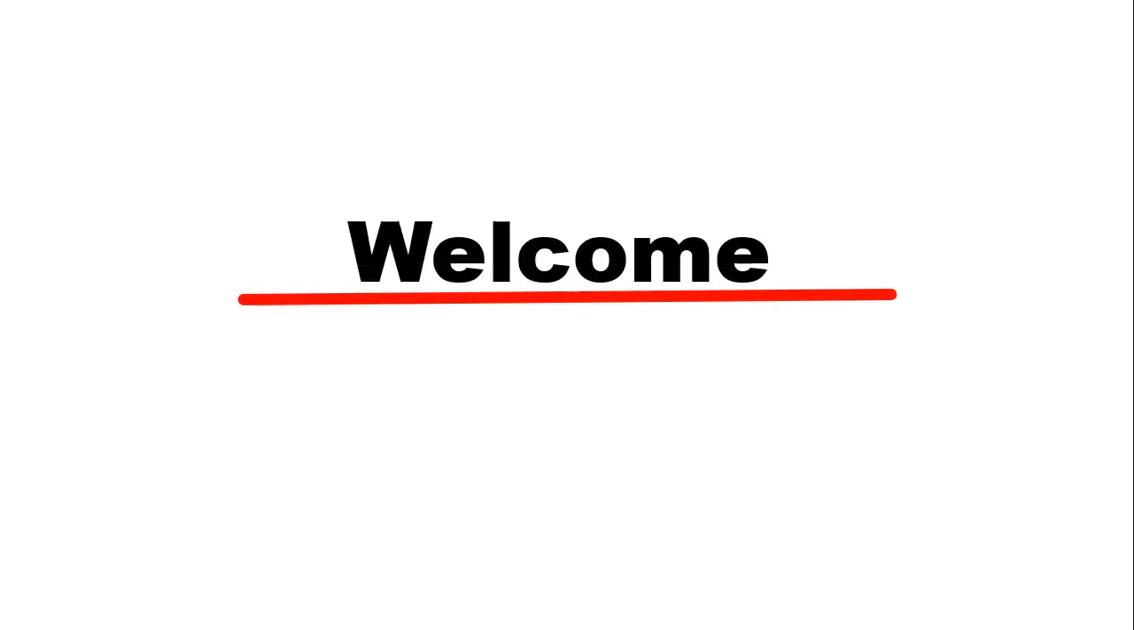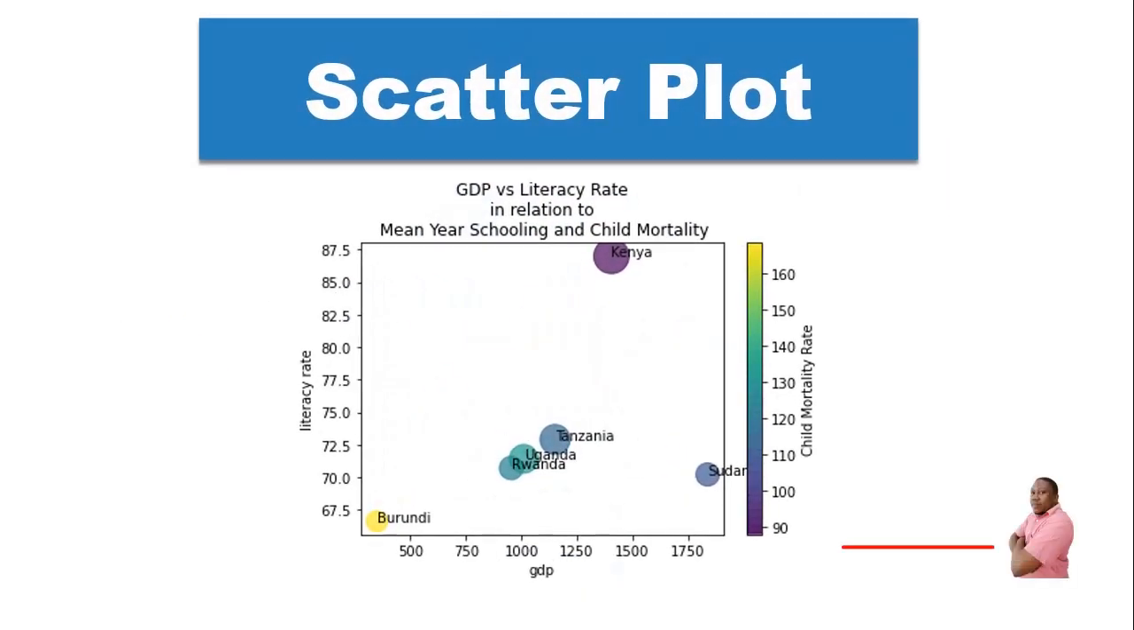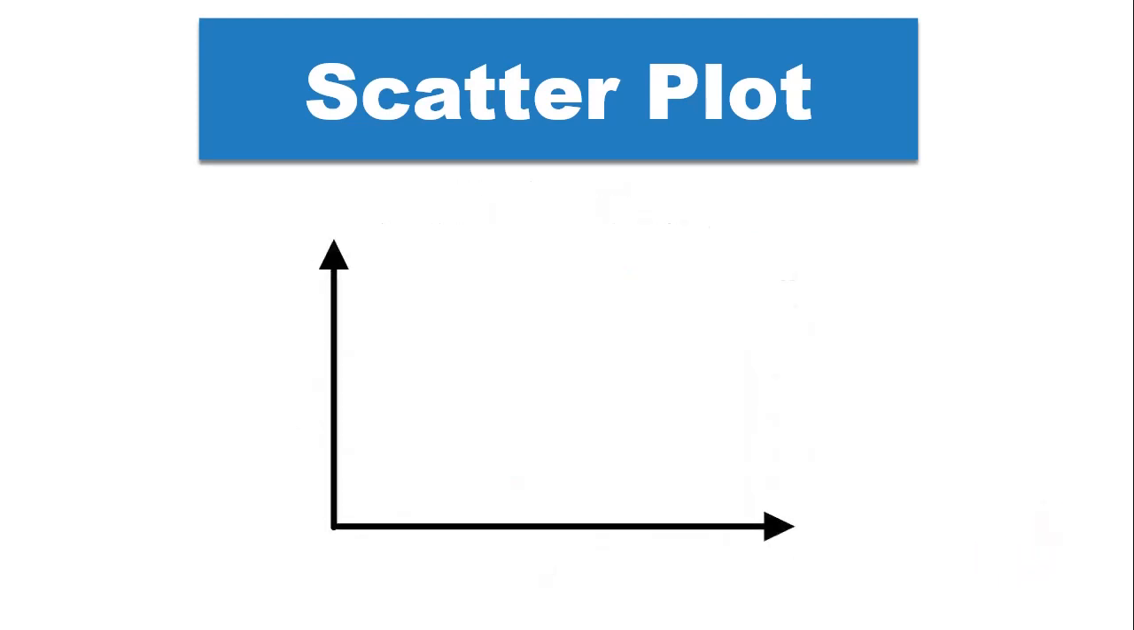Hello, welcome to Math Hands-On with Python, and today we are going to see how we can customize our scatterplot and have more information displayed using the scatterplot. Basically, the scatterplot has been mostly used to present two pieces of information, but in this tutorial we are going to see how we can visualize two more pieces of information using the scatterplot.